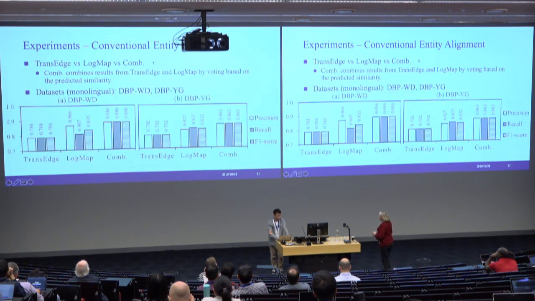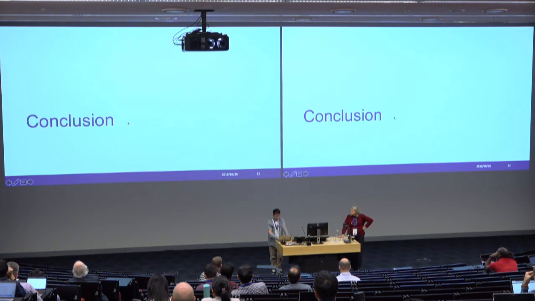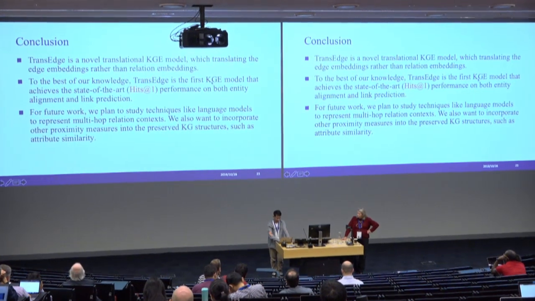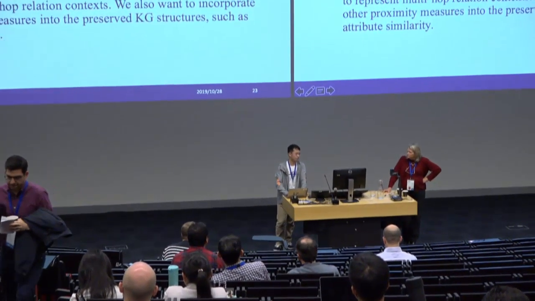We also compared with conventional inter-alignment methods. We combine the log map and also use attributes, so it produces a better score, and the combination always gets the best performance. In this paper, we propose a novel translational model that translates the edge embeddings rather than the relational embeddings. And it achieves state-of-the-art performance on both inter-alignment and link prediction.